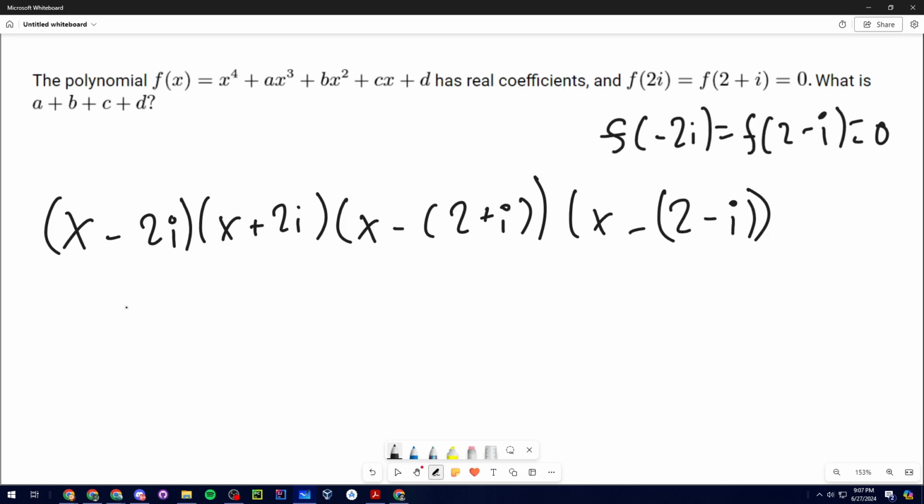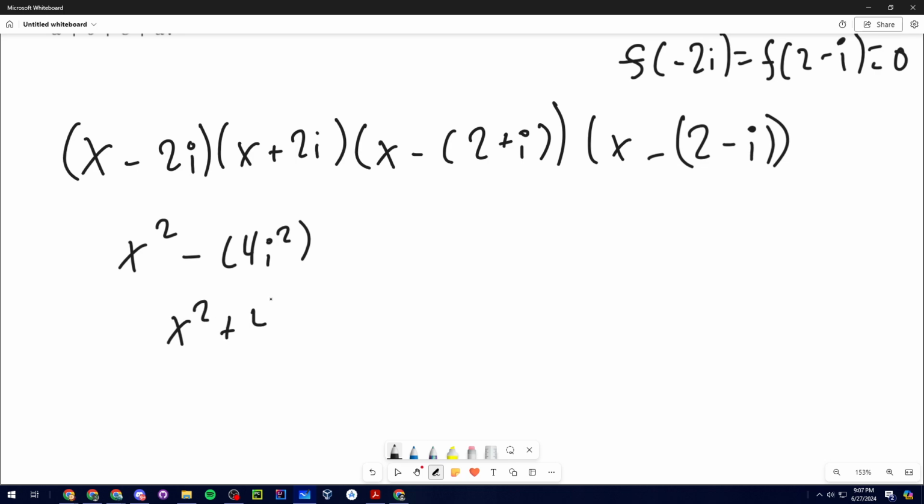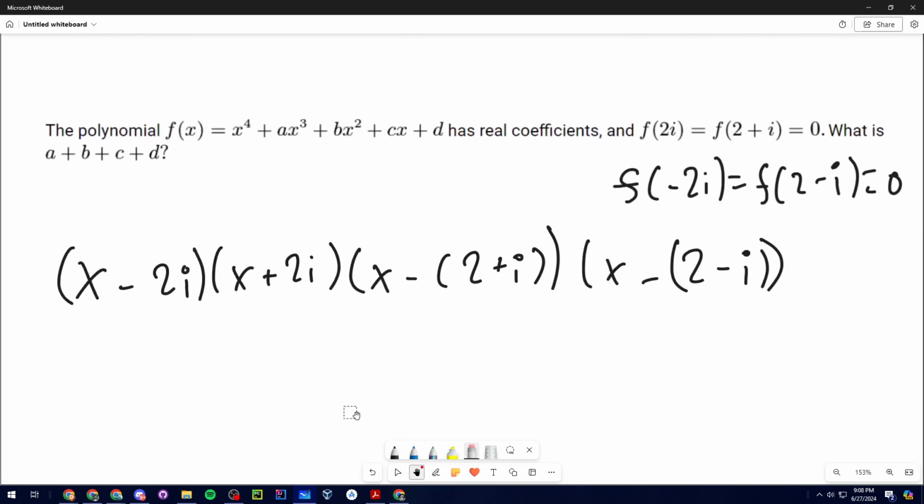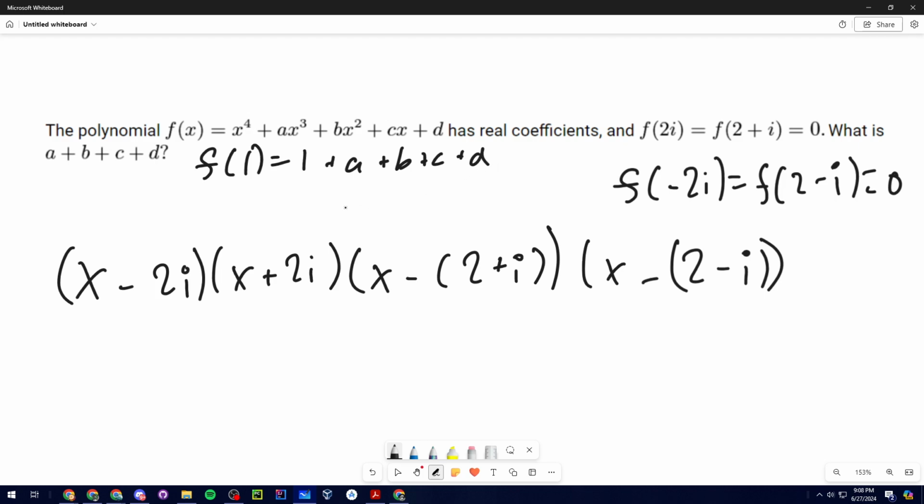So now, these first two are really easy to do. This is x squared minus 4i squared, right? Which is just x squared plus 4. Oh, actually, I don't even need to do all that. I forgot. It literally said this in the video description. There's a trick. If you want the sum of coefficients, that's just when you plug in f of 1, a really quick way to find the sum of coefficients, because you're just doing 1 plus a plus b plus c plus d. So if you find f of 1 minus 1, that is just equal to a plus b plus c plus d.